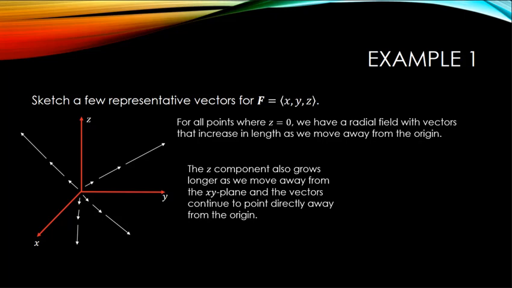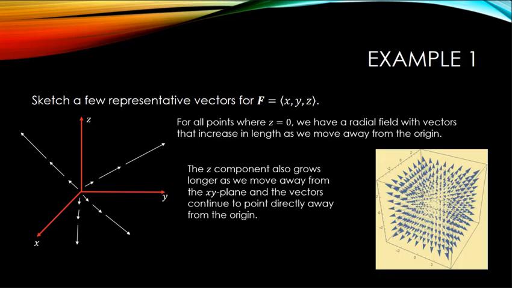I'm going to show you a more detailed sketch of this particular vector field. When I do this in a full 3 dimensions, I get a lot of different vectors pointing directly outward away from the origin. They are all radially outward, which means they all point away from one central source point, which in this case is the origin.